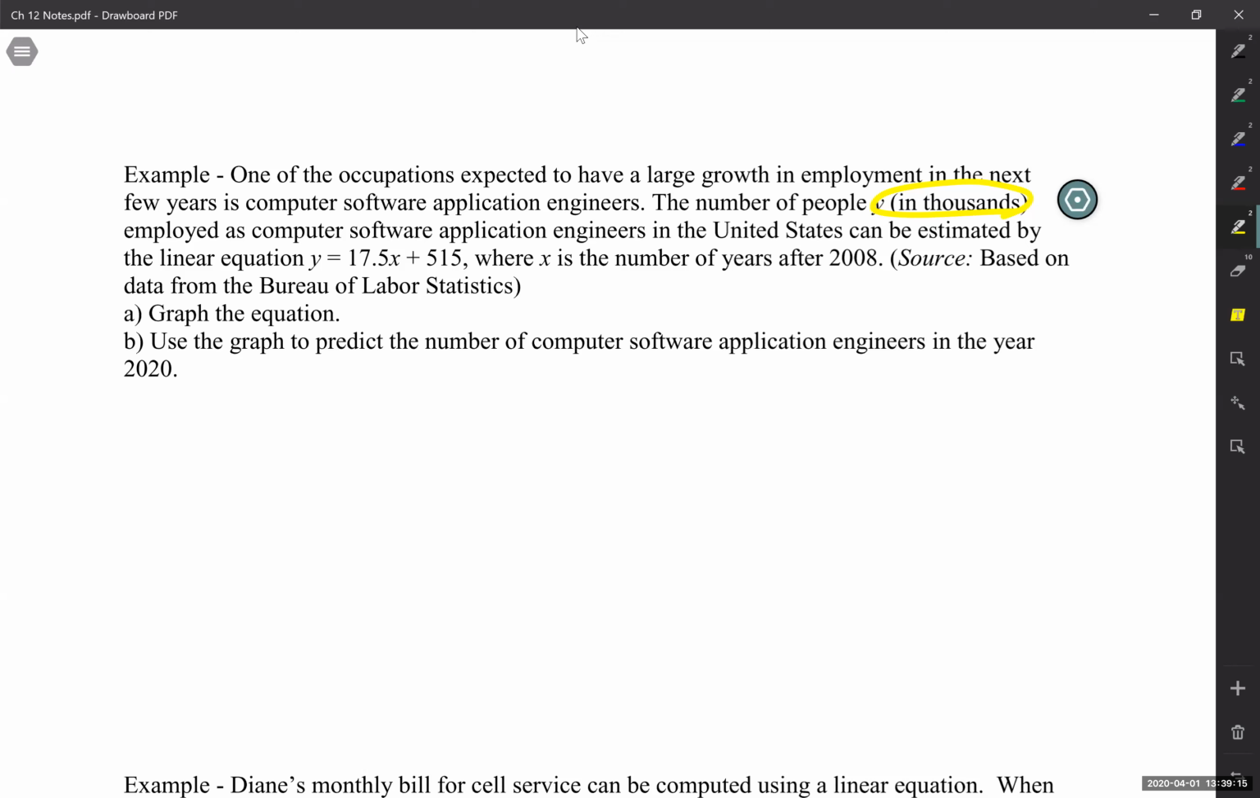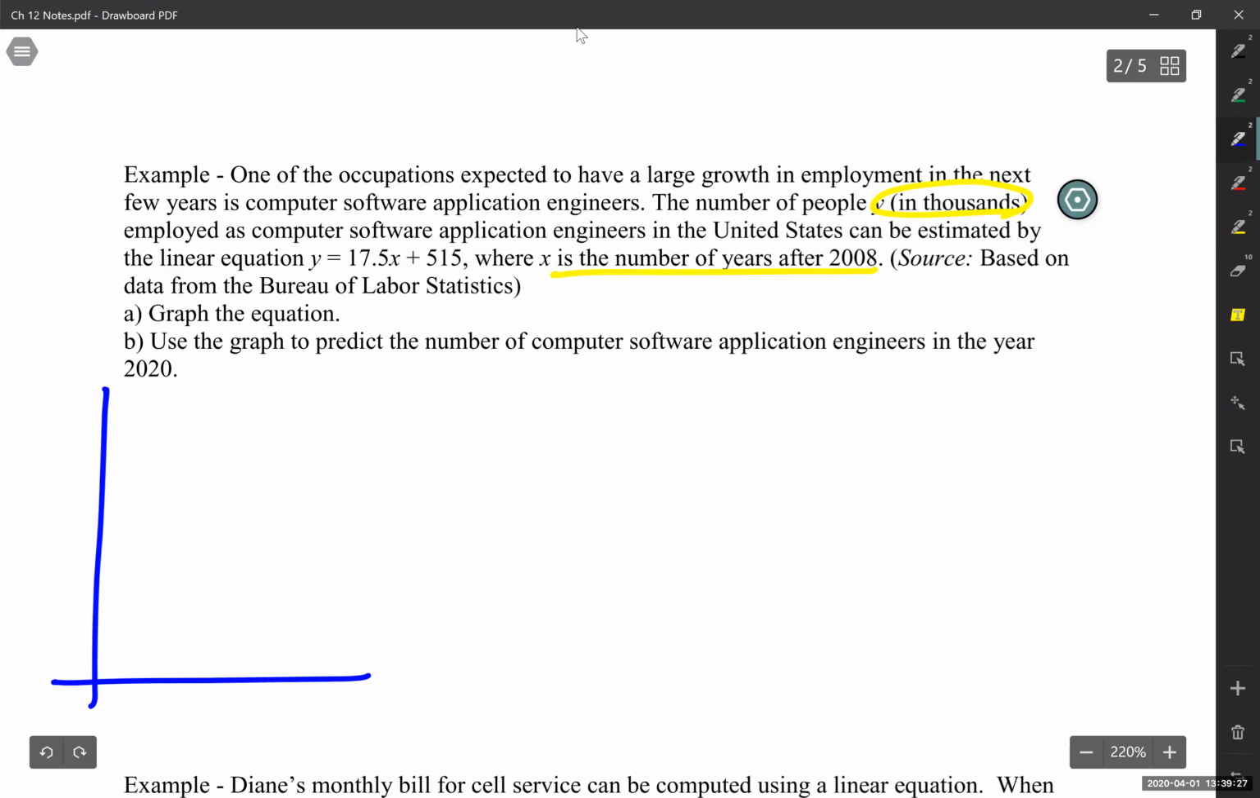And then it says, here's the other hint. X is the number of years after 2008. All right, so what we're going to do is we're going to graph this. Now, I'm not going to get it perfect. I'm not going to be able to graph 17.5 and then 515, but I can get a good estimate. I'm going to count by hundreds: 1, 2, 3, 4, 500. And that's my y-intercept, 515. And then the slope is 17.5 over 1.